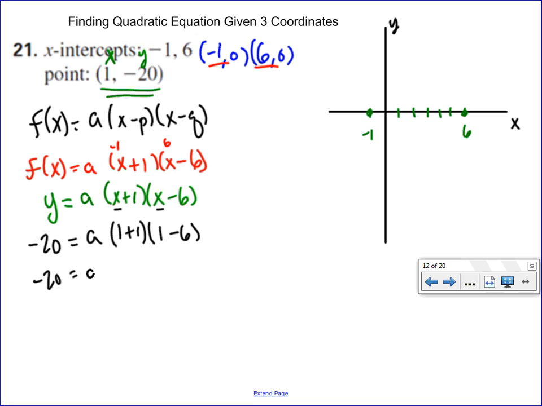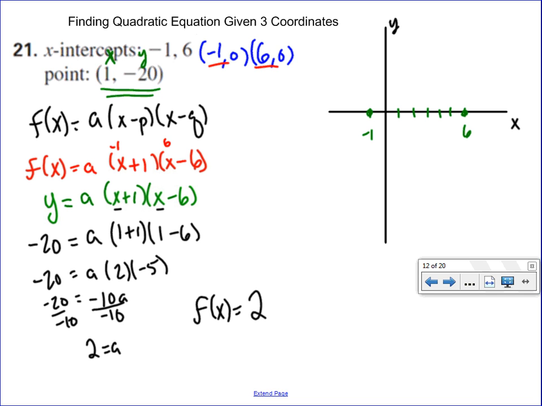-20 equals a times 1 plus 1, which is 2, times 1 minus 6, which is -5. And 2 times -5 is -10, so -20 equals -10a. To get a alone, I have to divide by -10. -20 divided by -10 is 2. So that's what my a equals. So my final equation would be f of x equals 2, my a value, times my two factors, x plus 1 and x minus 6.